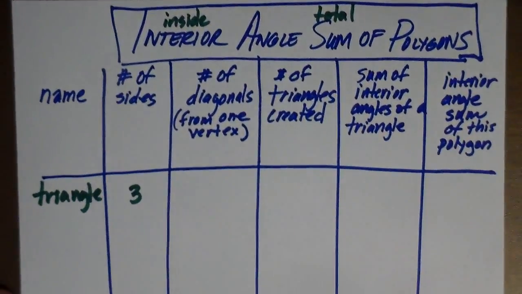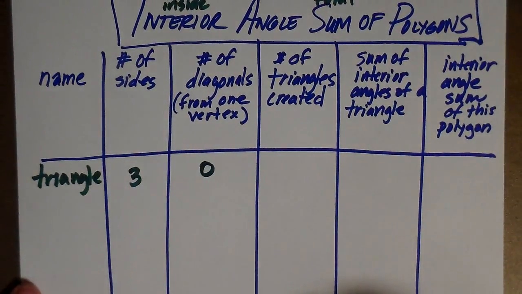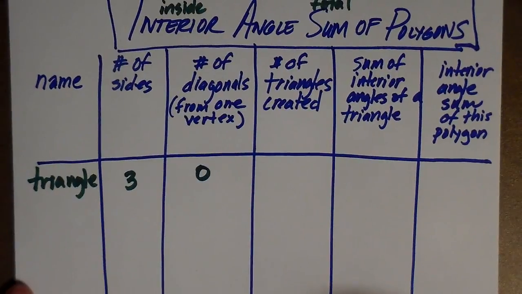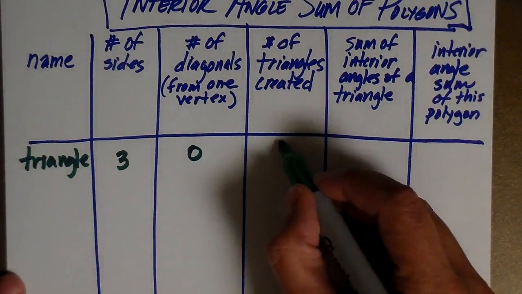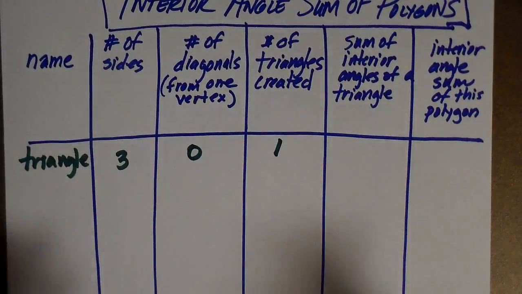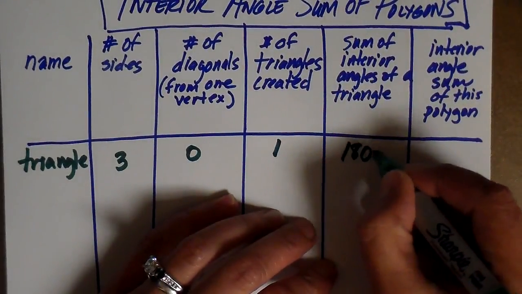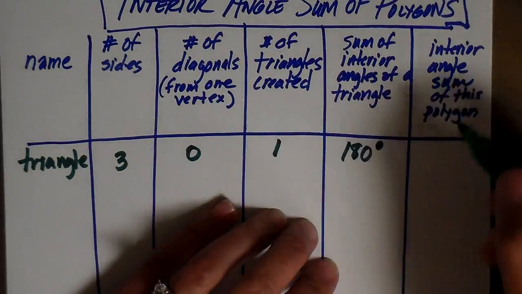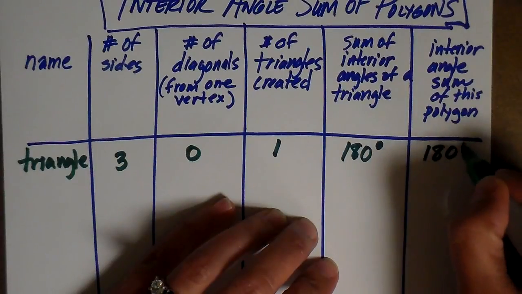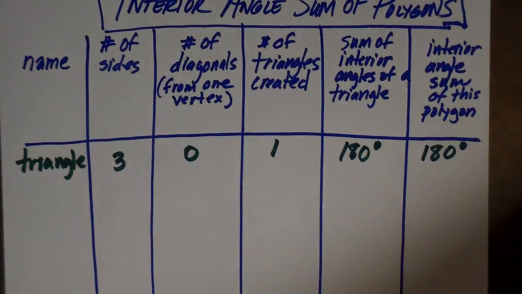Okay, let's go back to our chart. So I've got the interior angle sum of a triangle. We couldn't draw any diagonals. How many triangles are inside of a triangle? Yes, this is a duh question. 1 triangle per triangle. What's the sum of the interior angles of a triangle? 180 degrees. So what's the sum of this particular polygon? Well, it's a triangle, so if it's a triangle, the sum is 180. Okay. So that's the interior angle sum of a triangle.